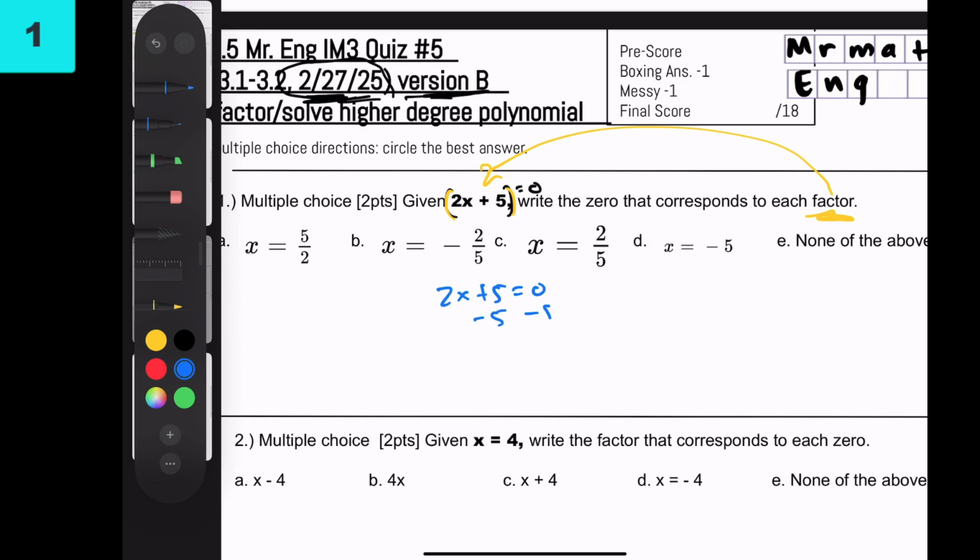So I'm going to subtract 5 and then divide by 2. You're going to get x equals negative 5 halves. So that would be E, none of the above.